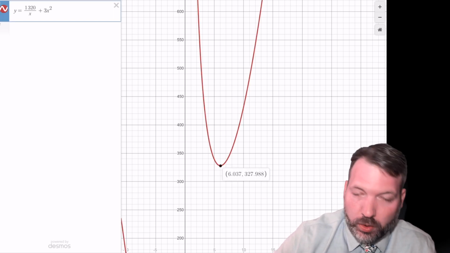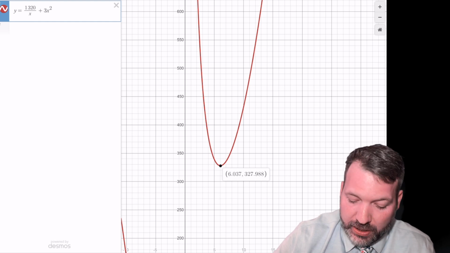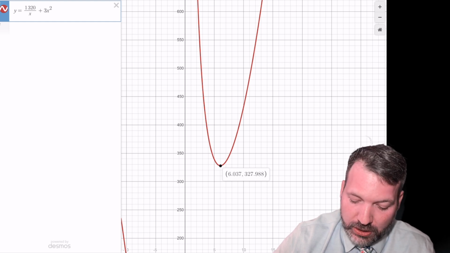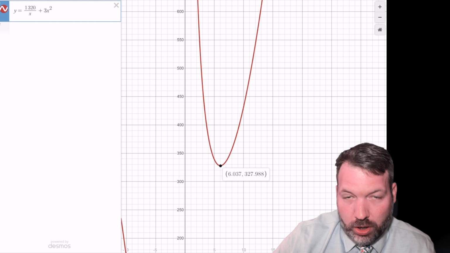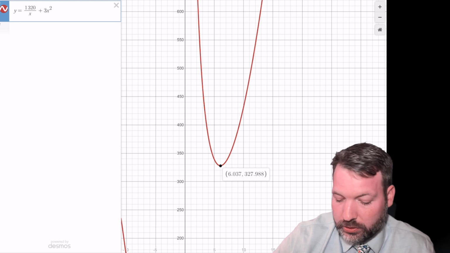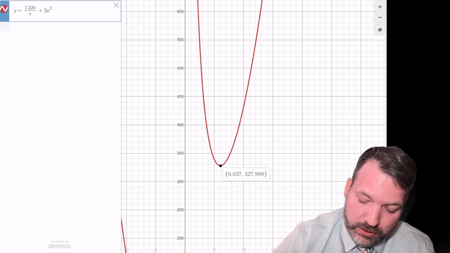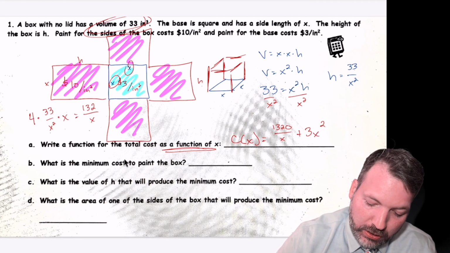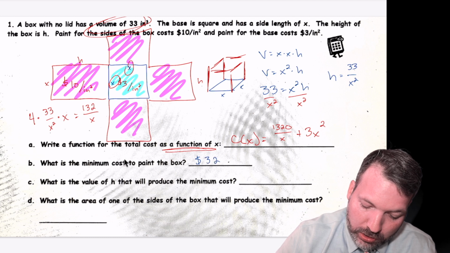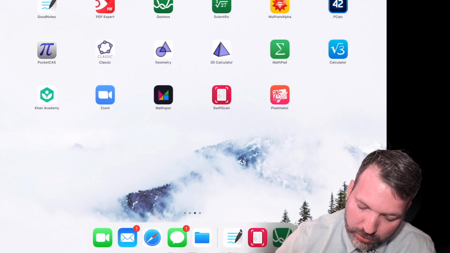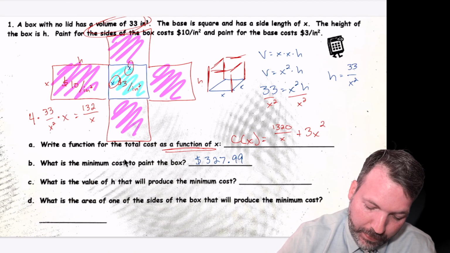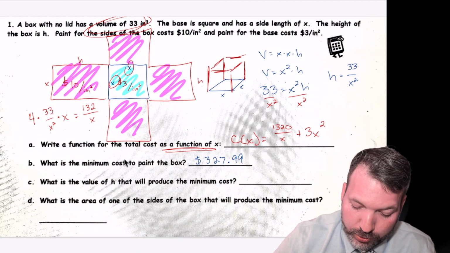But then over here in quadrant 1, where I actually have values that make sense, it looks like when we let the base of the box be a little bit above 6 inches, 6.037, we get a minimized cost of $327.99. So I would say, okay, what is the minimum cost? This is an expensive box. $327.99.